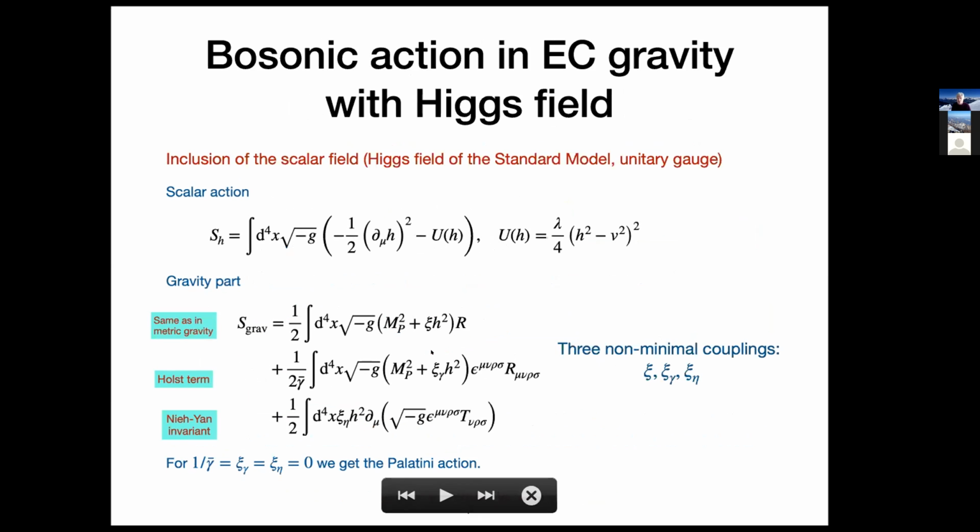However, the situation changes if a scalar field is introduced. Okay, so this scalar field can have an arbitrary nature, but in this talk, I will be assuming always that this is the Higgs field in the standard model, and since gauge effects like SU(2) will not be relevant for us, I will consider this scalar field in the unitary gauge. Okay, so the scalar action for this field is just written here. It's just a normal kinetic term and potential. This is the Higgs potential.